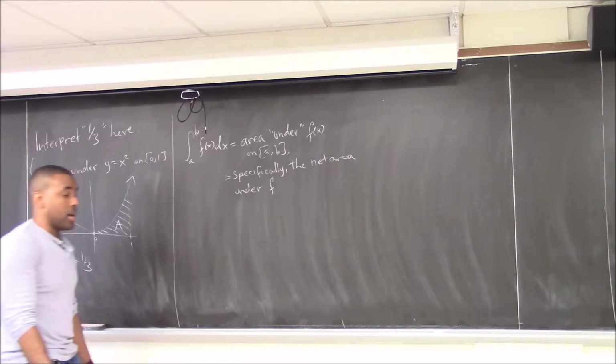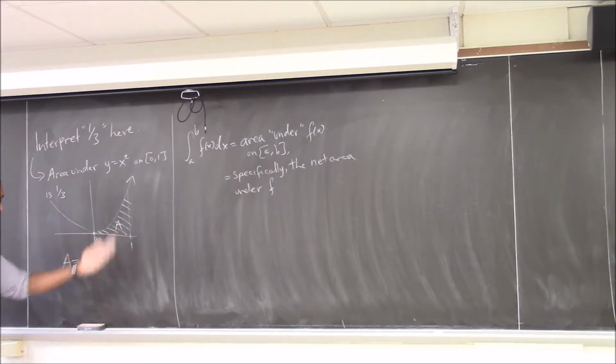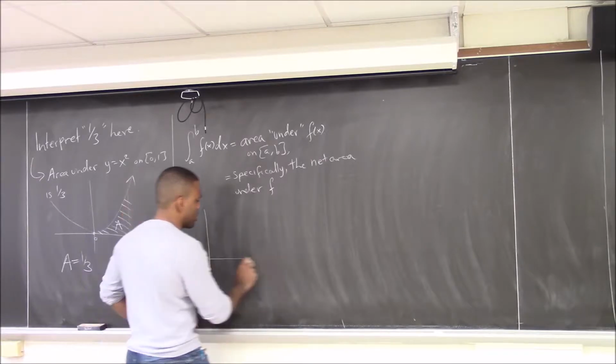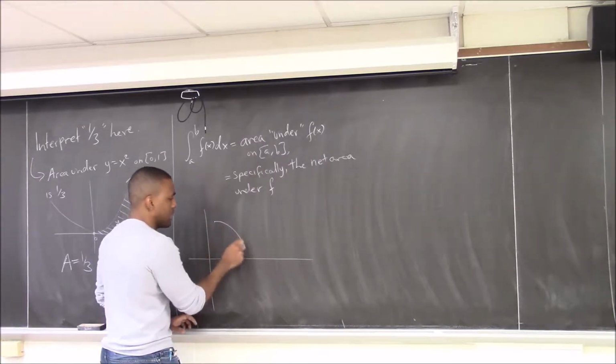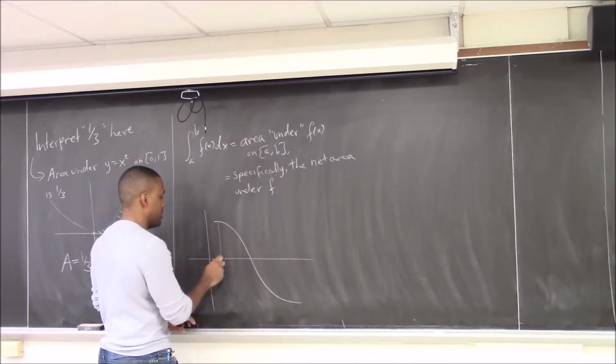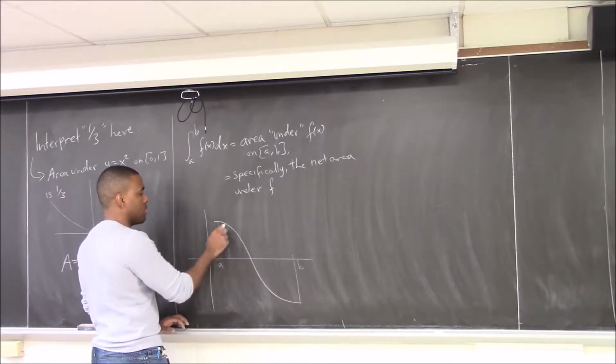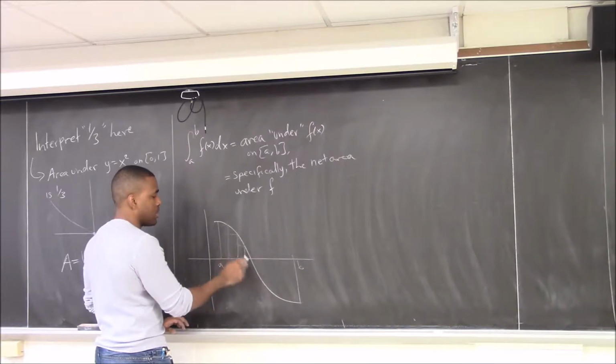Meaning if your function is positive, then yes, it's the area under the curve and above the x-axis. But if you remember how we were setting up this integral, let's say here's A and here's B. What we did was we put rectangles here to approximate the area.